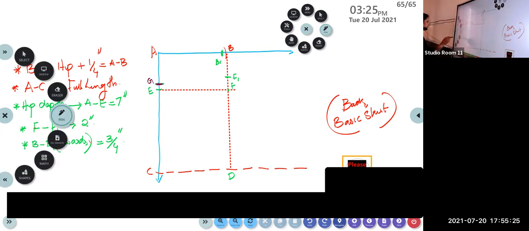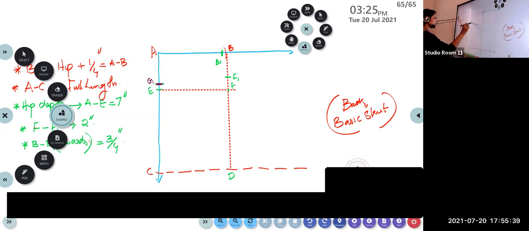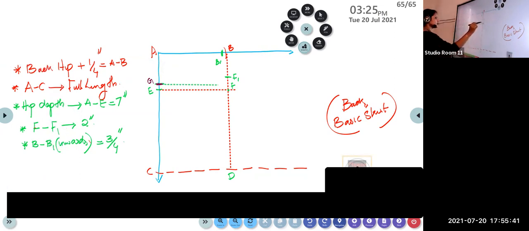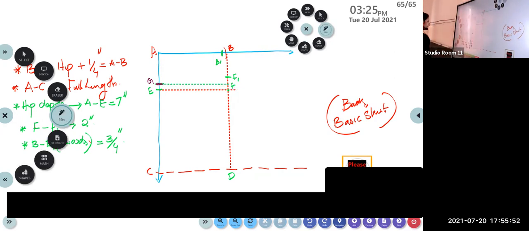And now I'm going to extend this point G to the BD line. So I have just extended this point G. So now we have A, G, E. We have a lot of points, right?